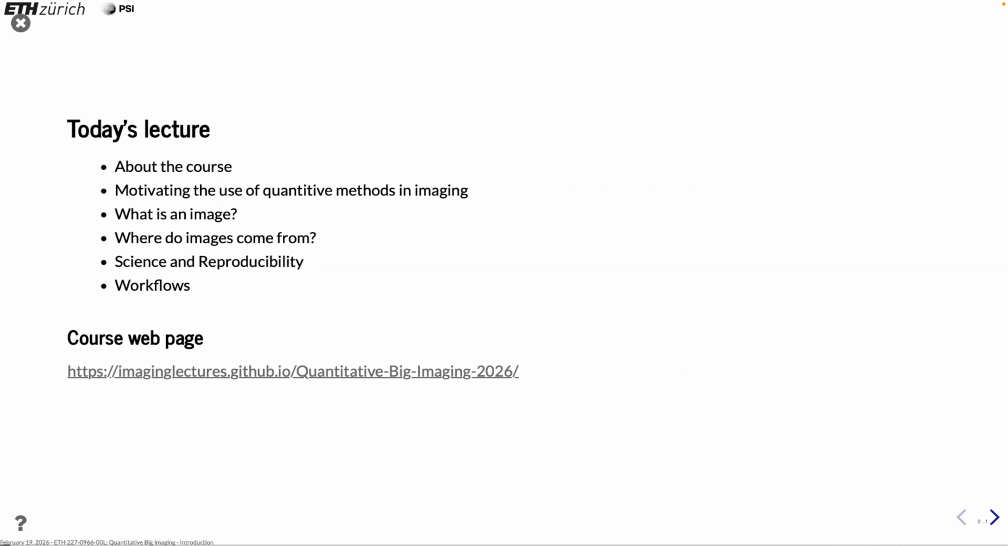So, what I'm going to talk about today is generally about the course, some administrative stuff, and then a little bit of motivation about how we can use quantitative methods in imaging. And then I'm switching over to the more technical side: what are images, where they come from, and also science and reproducibility, how it's connected with the imaging and image processing workflow, and finally also a little bit of a hint on what's actually coming in the last lecture on workflows.